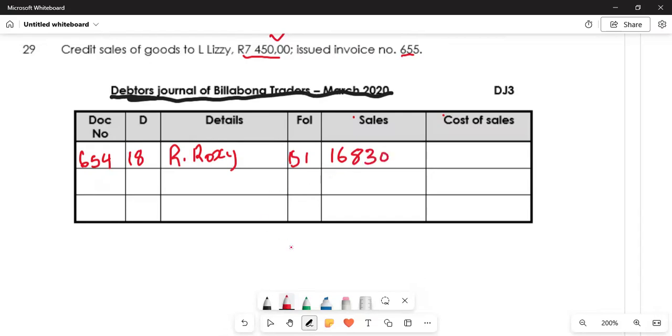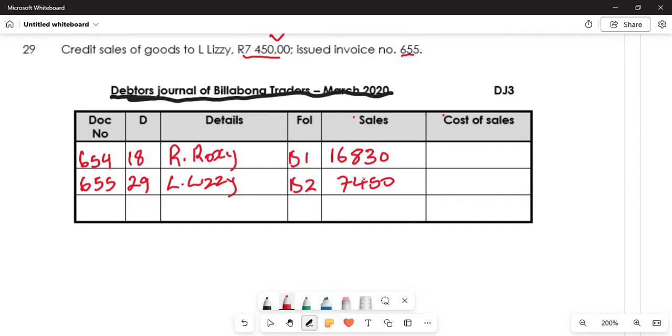That is that. Now coming to our debtor 2, Lizzie, the document number is 654, and the transaction took place on the 29th. Then we are going to have L. Lizzie, which is our debtor 2. And then sold goods on credit to him amounting to 7,450.